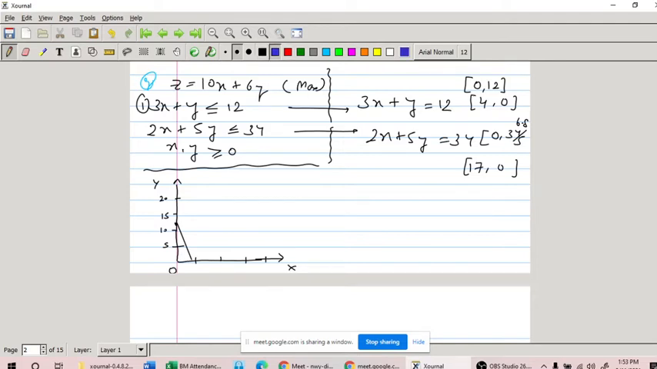Next, the second constraint we depict with the blue line. At 0, x is 6.8 and y is 6.8, somewhere at this point, and 17 is somewhere between 15 and 17 at this point, and we connect it through a line. So now we have two equations, equation 1 and equation 2.